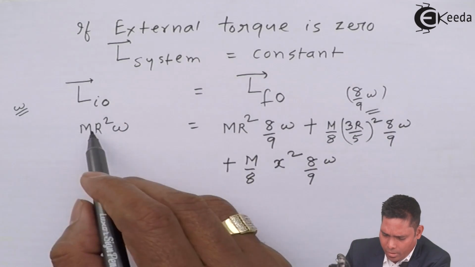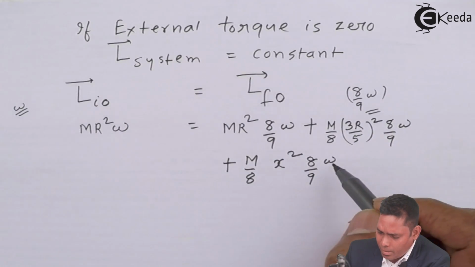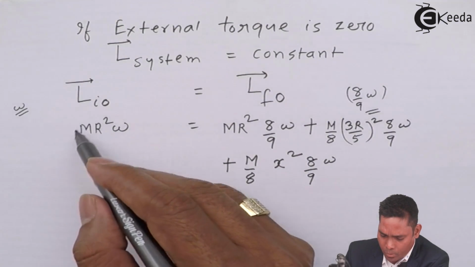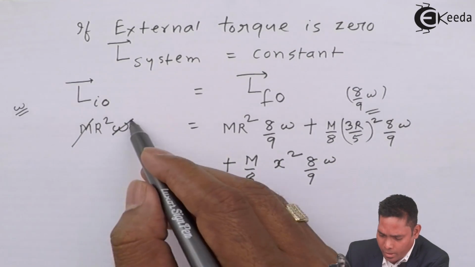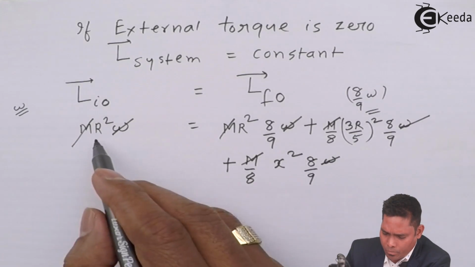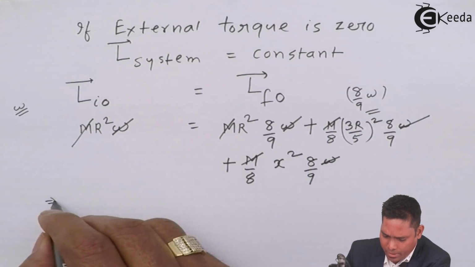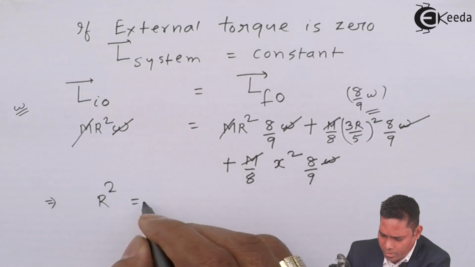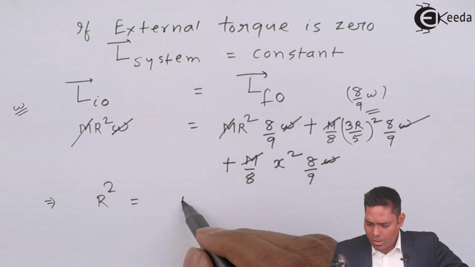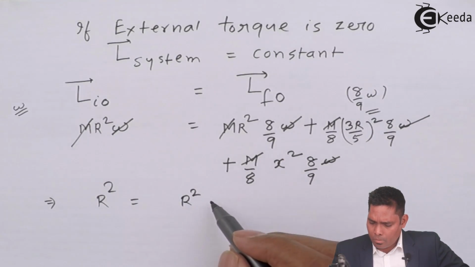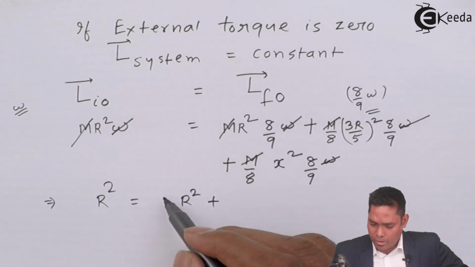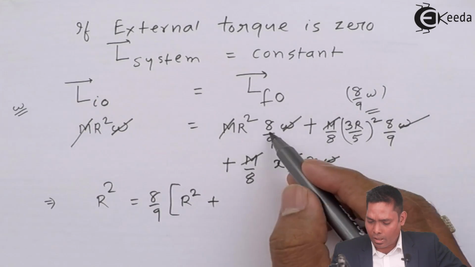m r square omega, you can cancel m omega from both sides of the equation. Here it is r square, this implies r square is this 8 by 9. I can take 8 by 9 common out. Here it will be r square, 8 by 9 common.